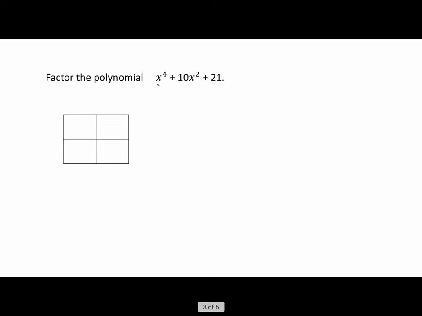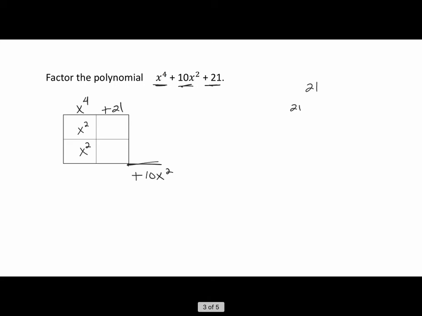Our next example, we want factors of x to the 4th and positive 21, such that the sum of the products of these factors is positive 10x squared in the middle. So factors of x to the 4th must have base x, and x times x is just x squared. So what if we made these two? X squared times x squared, that will be x to the 4th. So those are factors of x to the 4th.